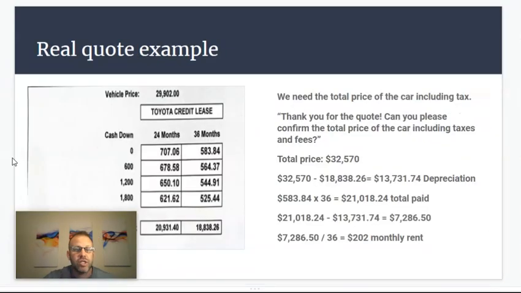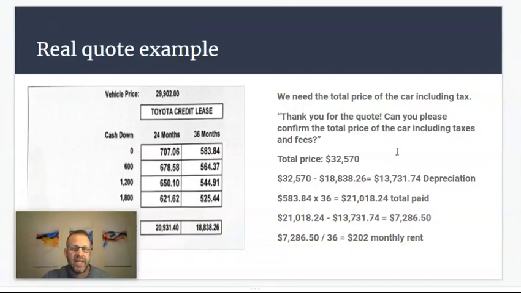And that's okay. Just like before, if the dealership hasn't given us something we need to do our calculations, we just send a very simple email over to them. And in this case, I did. I just said, thank you for the quote. Can you please confirm the total price of the car, including taxes and fees? So if you don't have that on your quote, which it's not here, just send a simple email. Can you please tell me that amount, total price?